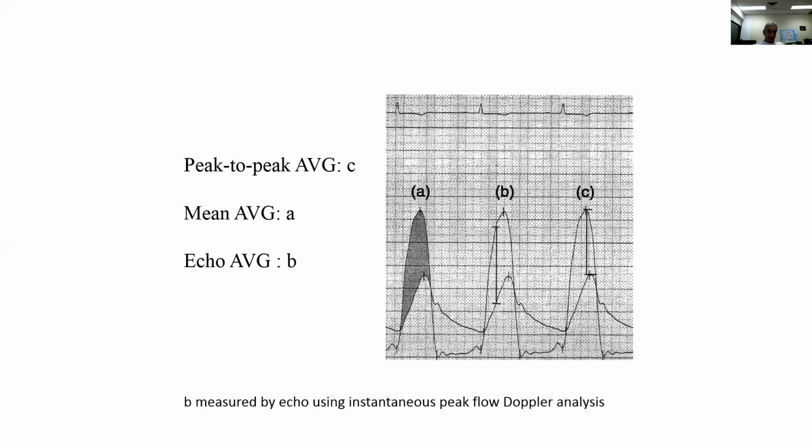So there are three gradients. I've shown you two. I've shown you the peak-to-peak gradient, which is C, differences in systole. I've shown you the mean gradient, which is the area between the two curves. What you measure in echo is neither one of those two. You measure the difference between the aortic pressure and the ventricular pressure indirectly by measuring the instantaneous peak flow gradient through Doppler analysis.